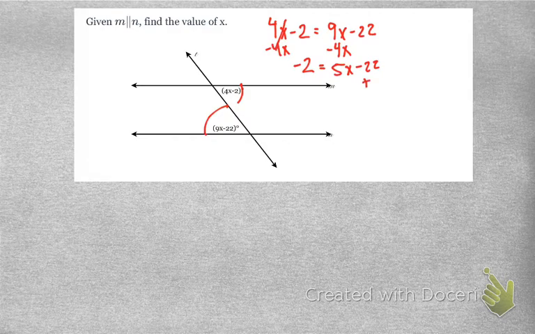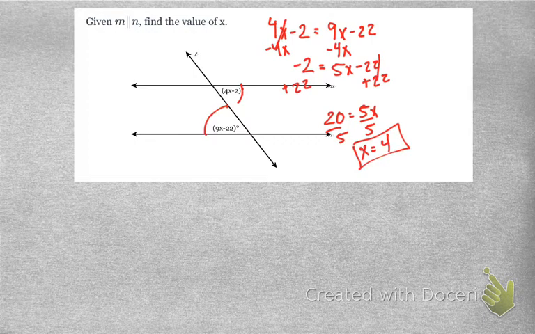Now a lot of you like to put your x on the left side, but not me. Okay, I'm getting a 20 equal to a 5x. Dividing by 5, I got x equals 4. So my answer, x equals 4. And because I don't have an answer key here, you see me, I continue to do my check step. If x was equal to 4, 4 times 4 is 16. Minus 2 is 14 degrees, another tiny angle.